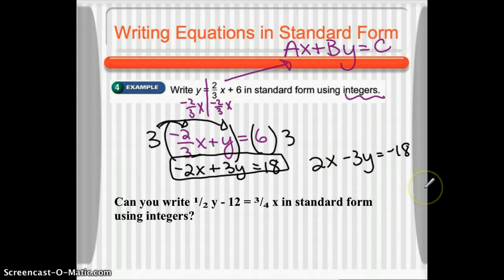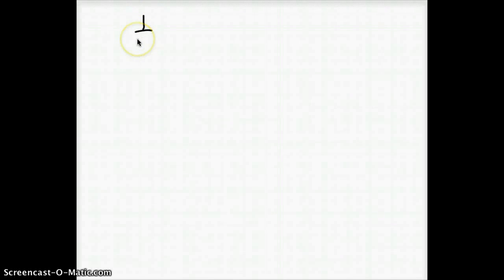Okay. All right, this one I want you to try on your own because I think it's quite an important concept. I want to see if you can get it. Try to write 1/2 y minus 12 equals 3/4 x in standard form using integers. And I'm going to show this on the next page. So 1/2 y minus 12 equals 3/4 x.